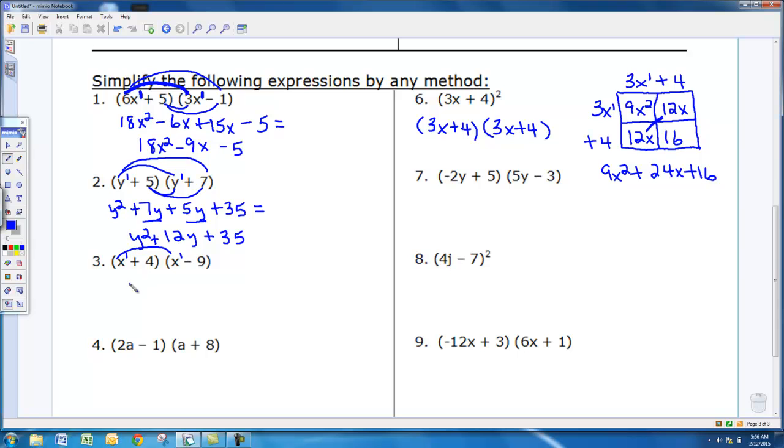First, x times x gives us x squared. Outer, x times -9 gives us -9x. Inner, 4 times x gives us 4x. And last, 4 times -9 gives us -36. Add like terms together. We get -5x. So x squared minus 5x minus 36.